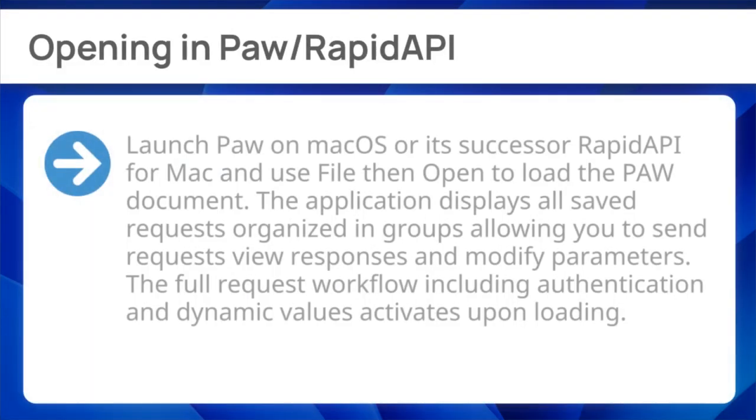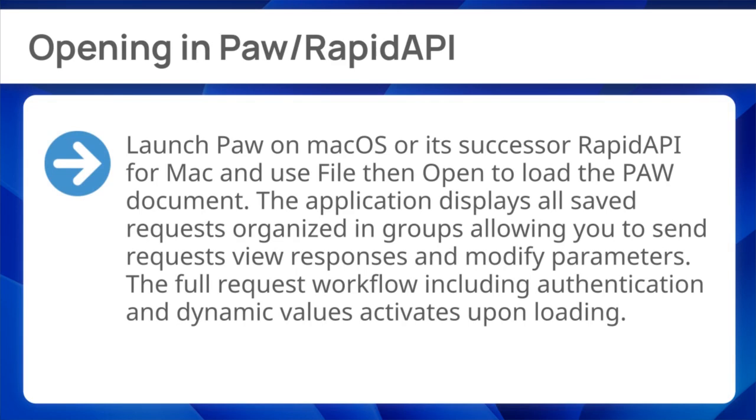First, opening in PAW's RapidAPI. Launch PAW on macOS or its successor RapidAPI for Mac and use File then Open to load the PAW document. The application displays all saved requests organized in groups, allowing you to send requests, view responses, and modify parameters. The full request workflow, including authentication and dynamic values, activates upon loading.